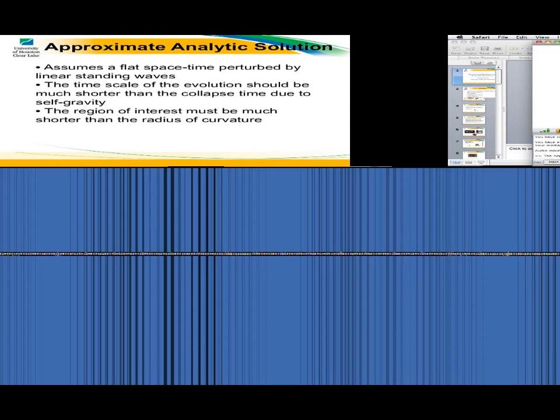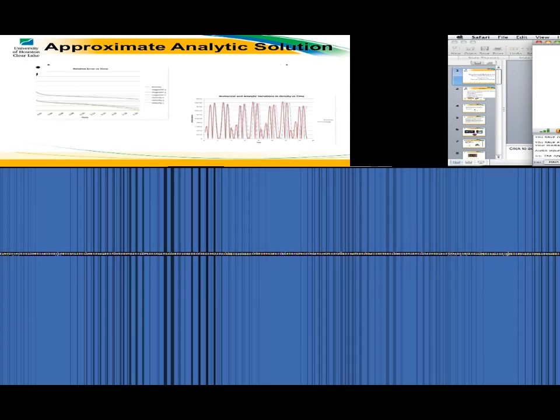The way this approximate analytic solution works, which I'm going to show you the results of, is that they assume a flat space-time, and they're perturbing it with linearized standing gravitational waves. Then the time scale of the evolution needs to be pretty short so that the space-time doesn't collapse on you while you're doing the evolution. That ruins everything. And the region of interest is going to be shorter than the radius of curvature of whatever you're dealing with. So these are the results.